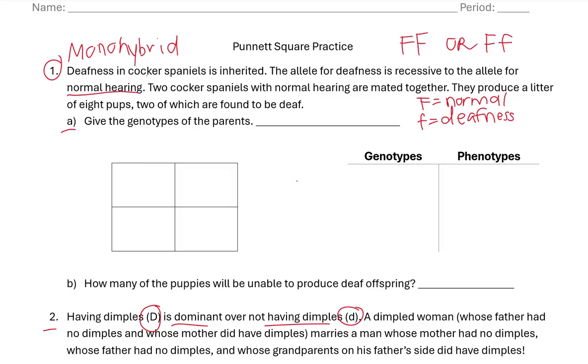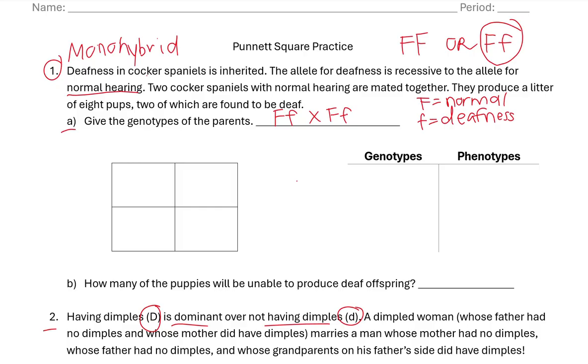Well, how do I know which one to use? If you continue reading, it says that they produce a litter of 8 pups, and 2 of which are found to be deaf. Well, in order for the 2 pups to be deaf, the parents have to carry the recessive allele. So they have to be heterozygous. So I'm going to write that out.